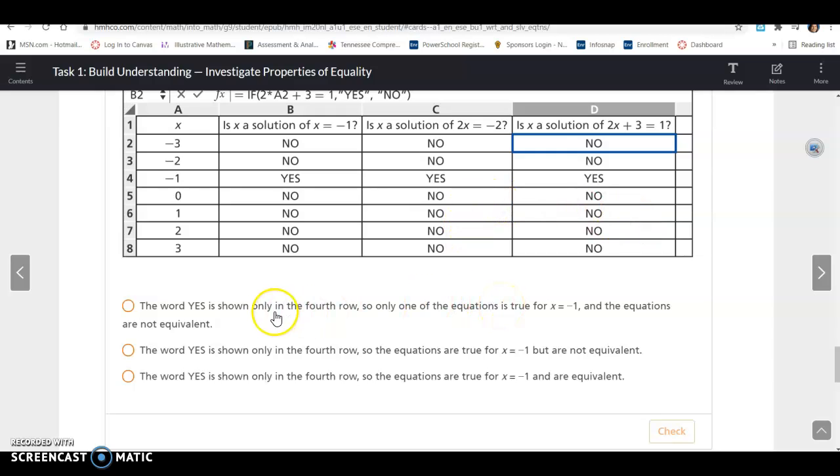So it says the word yes is shown only in the fourth row, so only one of the equations is true for x equals negative 1, and the equations are not equivalent. Well, we've already said that the equations are equivalent if they have the same value that makes them true. So we know that's not true. The word yes is shown only in the fourth row, so the equations are true for x equals negative 1, but are not equivalent. The word yes is shown only in the fourth row, so the equations are true for x equals negative 1, and they are equivalent. So they are equivalent if they have the same solution.